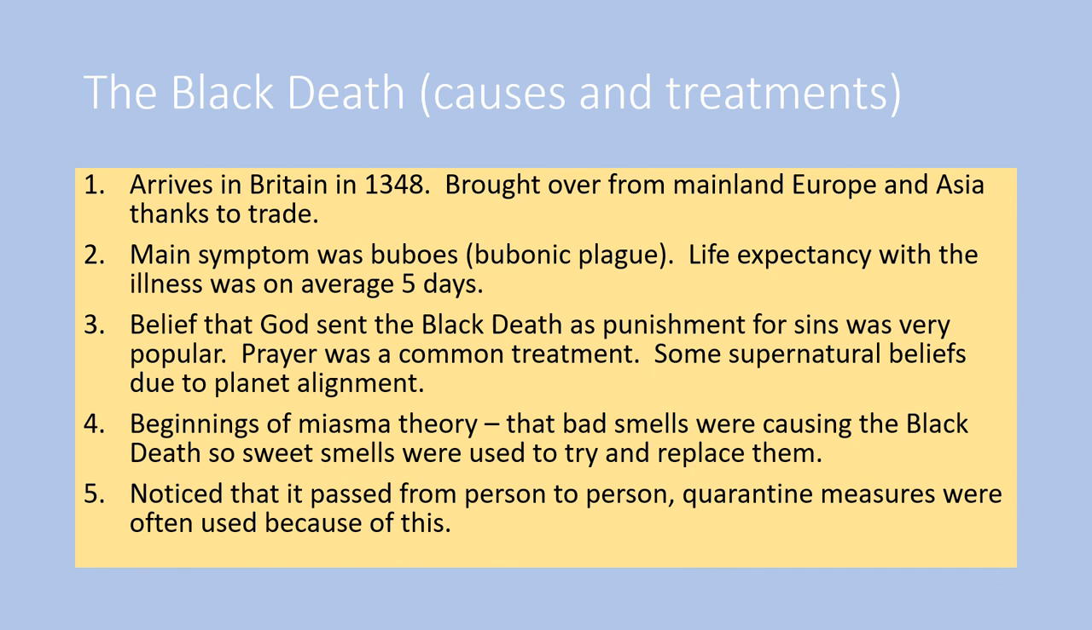And it was also noticed that you would catch the Black Death if you came into contact with somebody who had it. So we're starting to understand this notion that illness is passed from person to person. Here's a big coronavirus COVID-19 link here. And what a lot of towns and cities did is that they imposed quarantine measures. They locked people away to stop them from spreading the illness. They didn't understand anything about germs at this time, no knowledge of germs at all. They were just picking up on what they noticed.